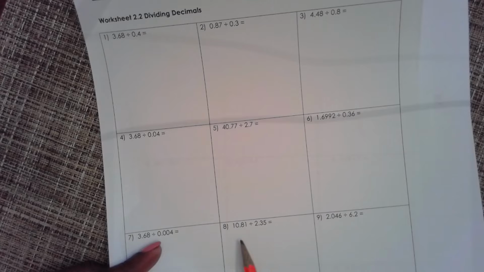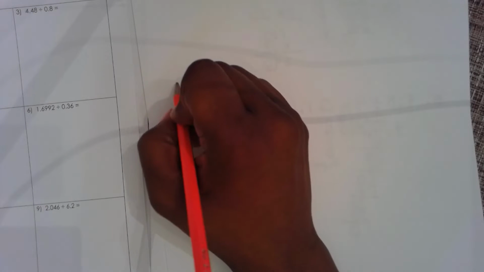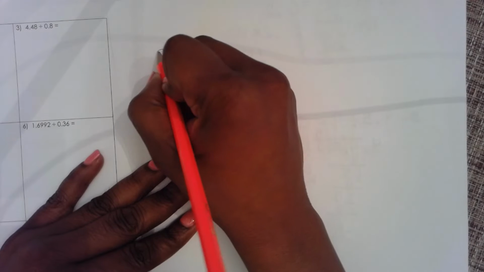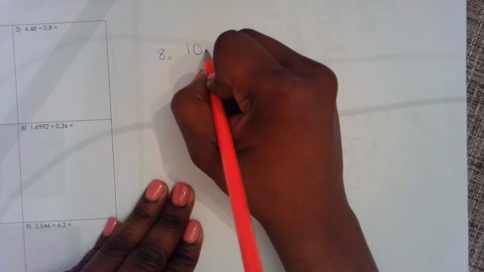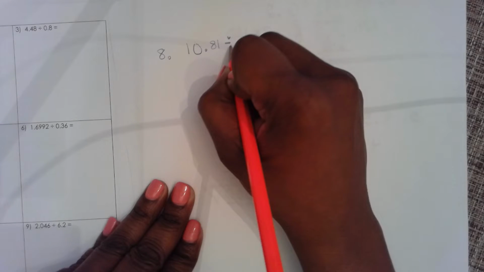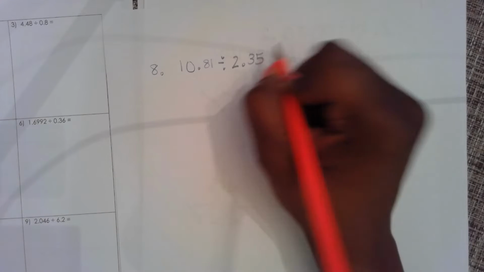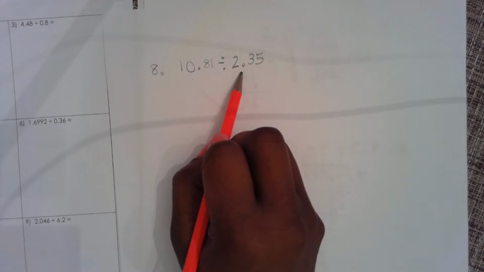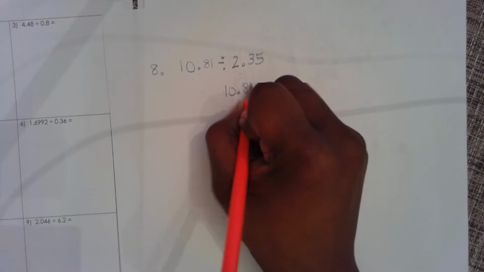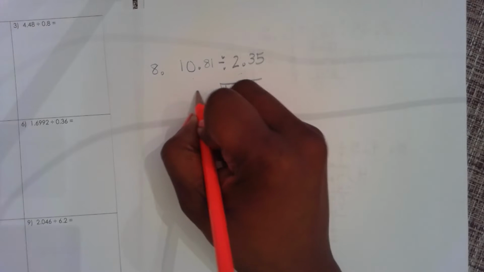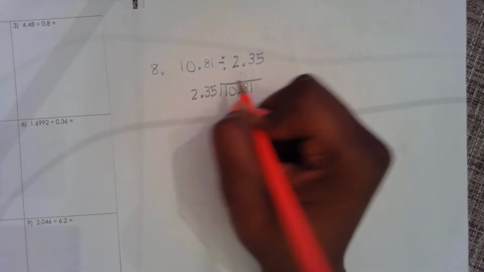8 is 10 and 81 hundredths divided by 2 and 35 hundredths. So let me write that. Bring my paper down. So let's do 8. I said that was 10 and 81 hundredths divided by, let's make sure you can see it, 2 and 35 hundredths. So again, the dividend is being divided by the divisor: 10.81, or 10 and 81 hundredths, divided by the divisor of 2 and 35 hundredths.